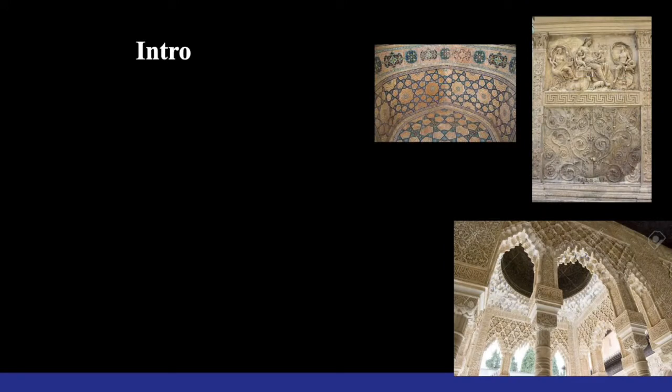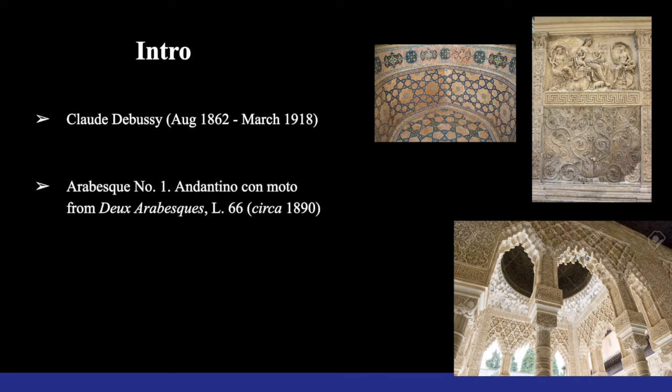Claude Debussy's Arabesque No. 1, Andantino con moto, from his Deux Arabesques, composed circa 1890, is one of the most well-known works in the arabesque style, a genre which Baker's Student Encyclopedia of Music defines as coming from Western ideas of Arabic music and architectural aesthetic, which were considered to be highly ornamental in their nature.